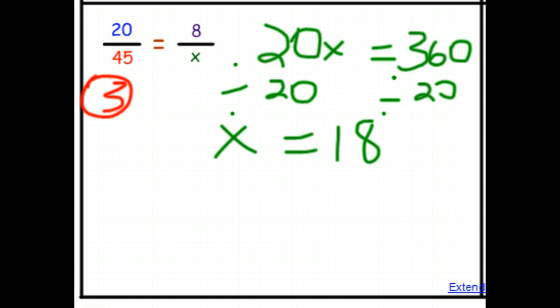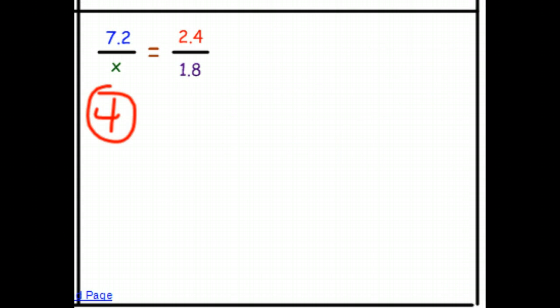And finally, 7.2 over x is equal to 2.4 over 1.8. Now, we can go through, we can multiply the decimals here too. But one of our things that we should always look at, like we did for number 2, is there some way that we can make this process easier? We can use fraction simplification and equivalent fractions and ratios to change these numbers a little bit, as long as we don't interrupt what the ratio is.